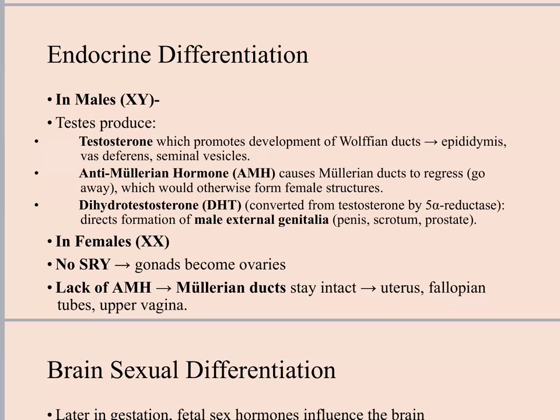So in females, they don't have that "sorry" Y chromosome, and the gonads become ovaries, not testes. So there is a lack of anti-Mullerian hormone. So that means those Mullerian ducts hang around and develop into the uterus, the fallopian tubes, and the upper vagina.